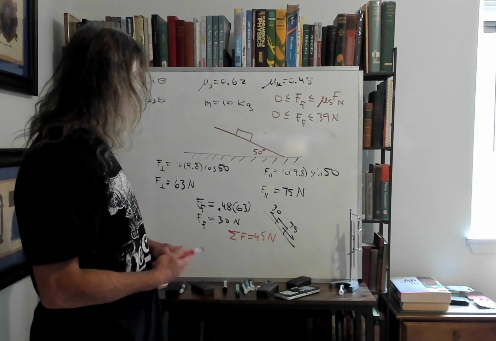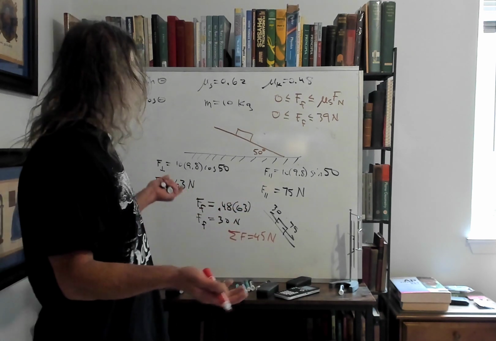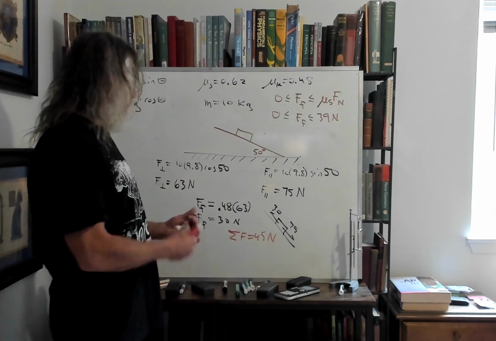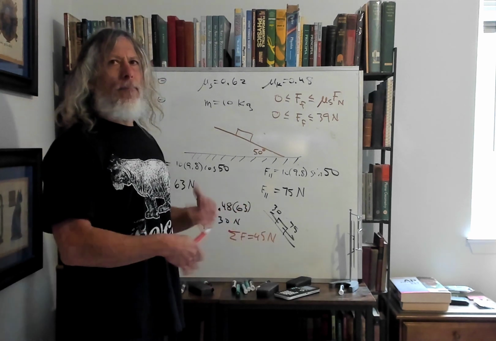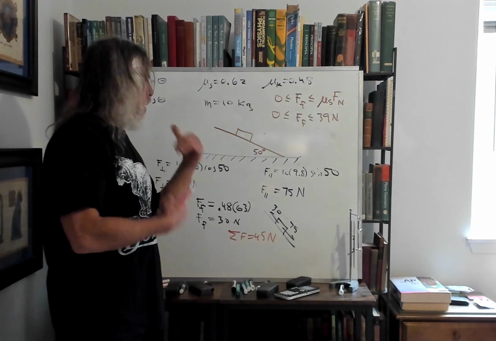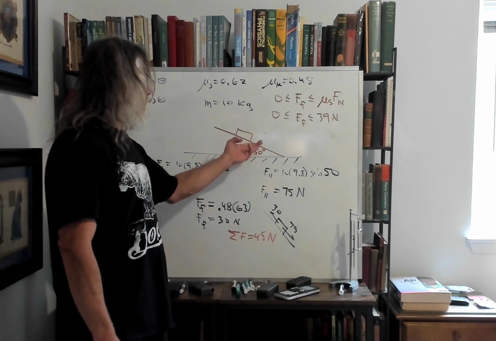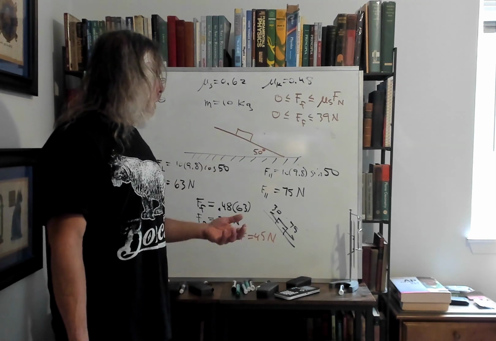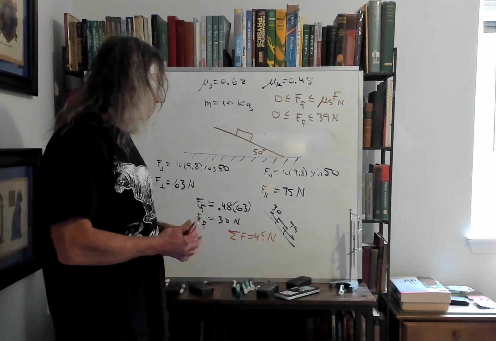Then we can do stuff with that. We'll do it in a different video. But now that we see it's being pulled down at 45 newtons, we can go on to see, using our equations of motion, with this force, what's the acceleration? If it starts a certain distance up, how fast will it be going when it gets to the end? How fast will it be going when it gets to a certain point? Stuff like that. I'll do that in another video next.